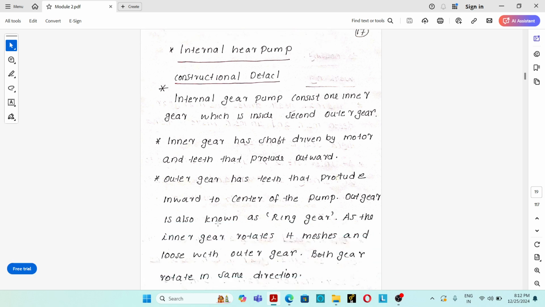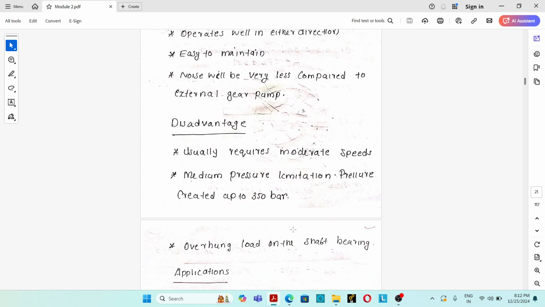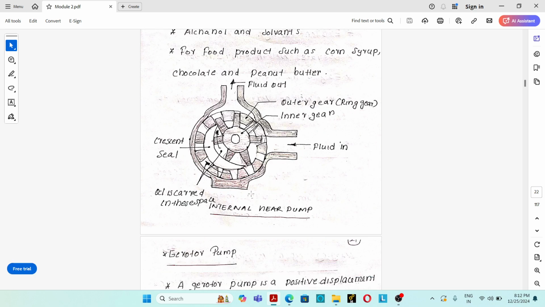Next one is the internal gear pump. So this is the figure of an internal gear pump. First of all, I am going to discuss the construction features of an internal gear pump. Then I will discuss the working of an internal gear pump.